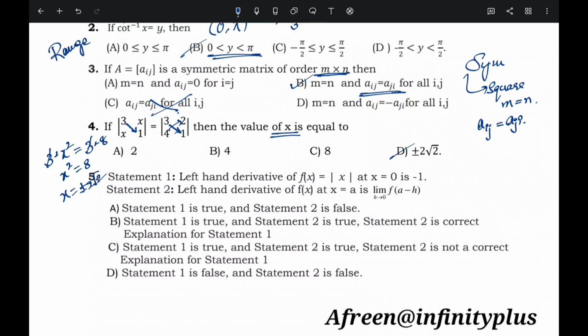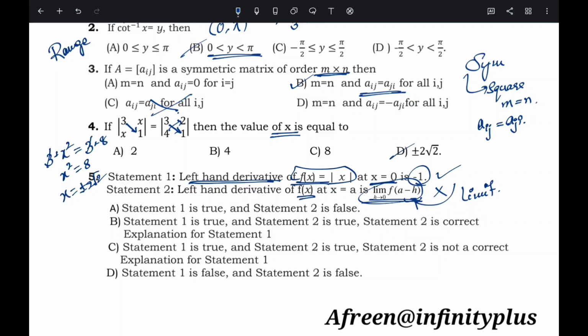And the fifth question we have is statement 1 and statement 2. You can observe that they are asking about the left hand derivative of f of x. They have given f of x as a modulus function, and at x is equal to 0 the left hand derivative is minus 1. This is true. Yes. So the first statement is correct. Now the second statement they have given as the left hand derivative of f of x is this one. You are well aware that this is not the left hand derivative. This is the limit of the function. So this defines the limit of a function but not the derivative. The derivative has one more definition. So this cannot be the answer.